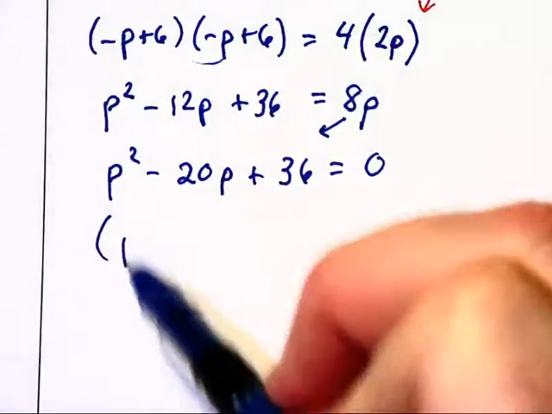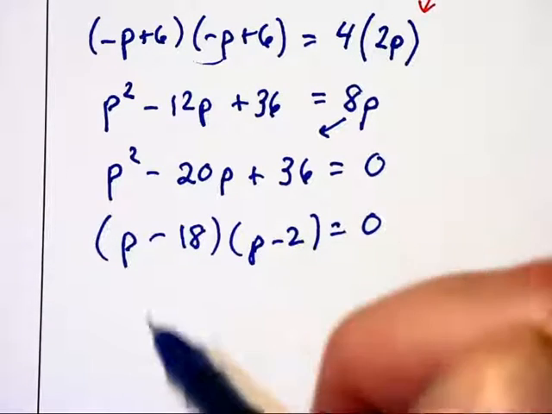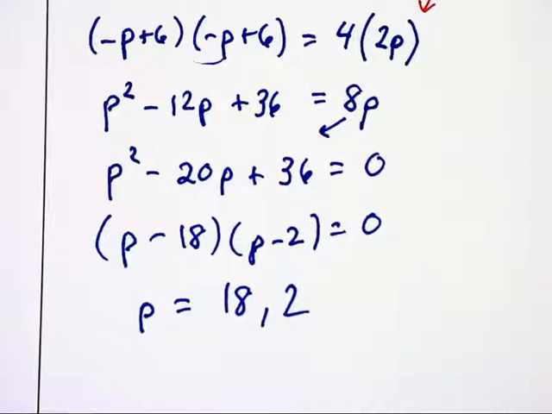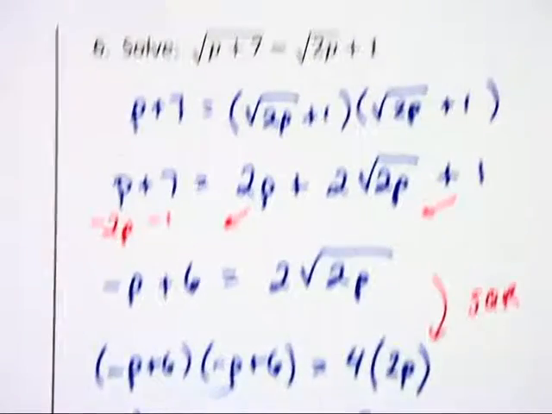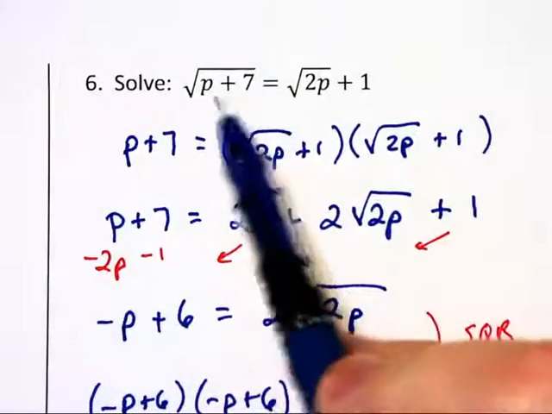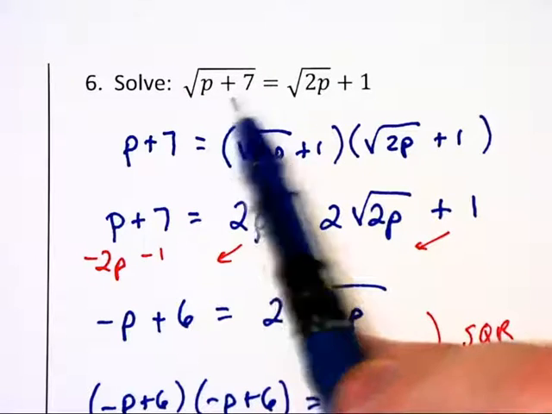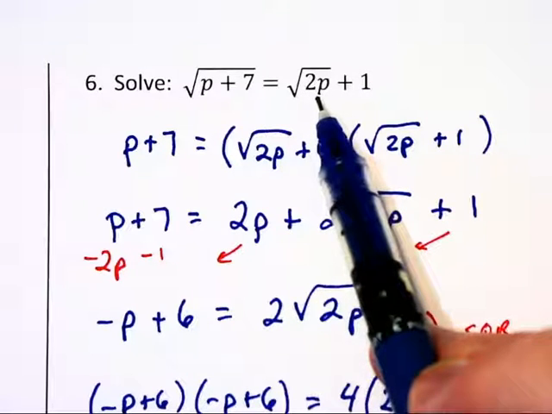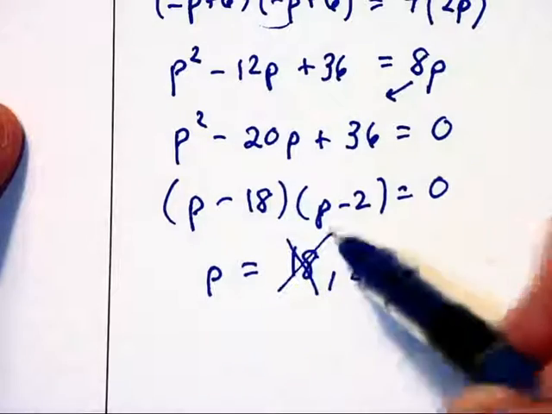This will then factor into p minus 18 times p minus 2, and we have two potential solutions of 18 and 2. So let's go and check each of those values. Let's begin with the 18. 18 plus 7 is 25, which square roots to 5. So just remember the left side is 5. On the right side, 2 times 18 is 36, which square roots to 6, plus 1 is 7. 5 equals 7 does not check. So we need to cross off 18 as a potential solution.